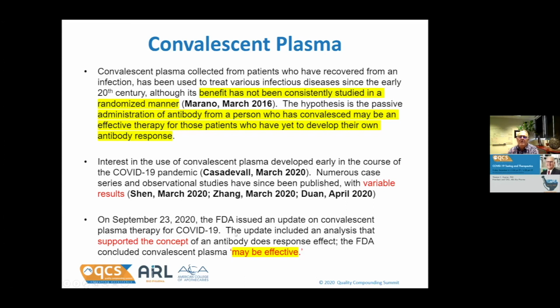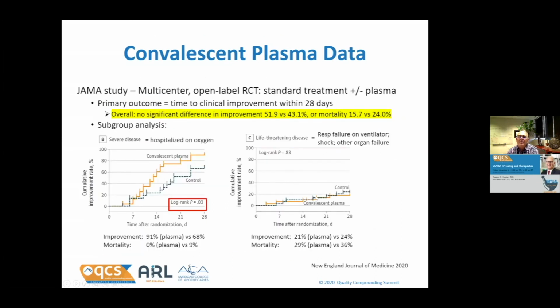On September the 23rd of this year, the FDA issued an update on convalescent plasma therapy. But if you really read it and look at the basis of it, it says the update included analysis that supported the concept. They didn't come out strong. They even said, in their terminology, may be effective, and that's based upon several pieces of scientific information. So I don't think they're coming out strong in supporting that, but you can see it may be effective. And I think this is further data that supports this.